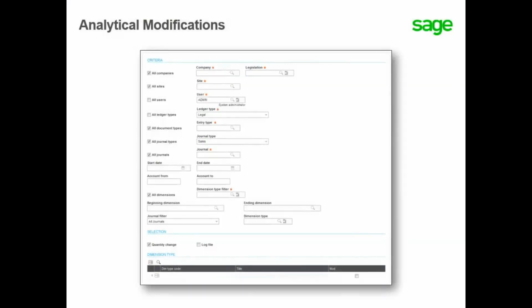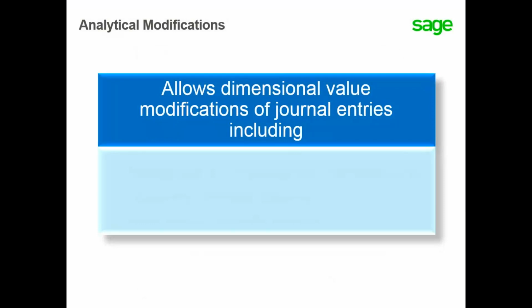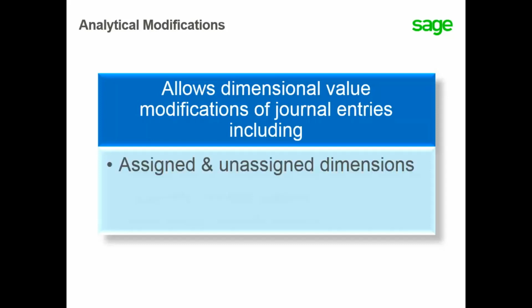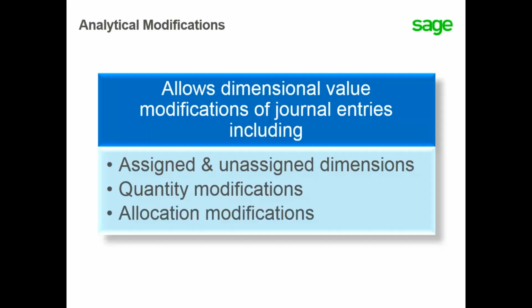In this topic, you will learn how to modify dimensions in the general ledger. With the dimensional modification feature, you'll be able to modify analytical values on a journal entry by entry basis. This includes assigned and unassigned dimensions, quantity modifications, and allocation modifications. This is typically used after transactions from a submodule have been posted to the general ledger.